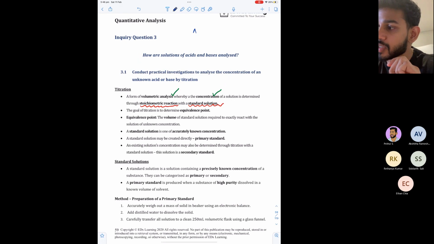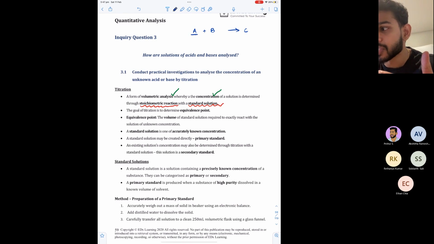So imagine that we have this reaction between A and B to form C. Now let's say A is a solution you know everything about. You know its concentration. You know all of its volumes. And B is a solution that you don't know the concentration of. It's the solution you're trying to find the concentration of.